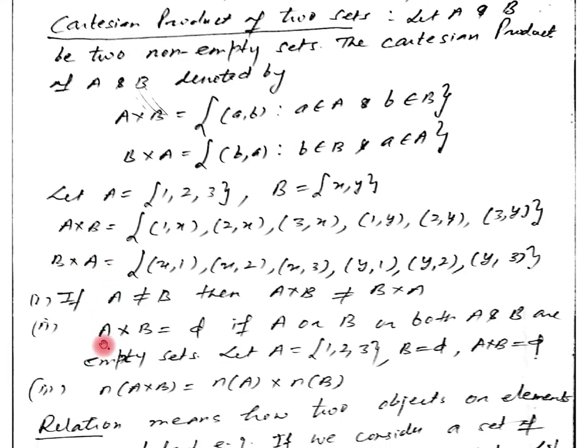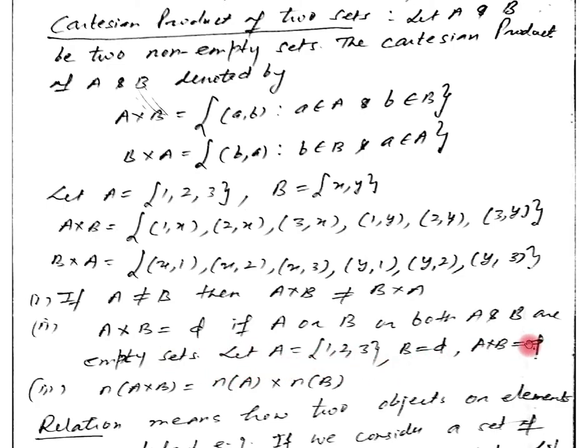Now the second point: if A cross B equals phi, then either A or B or both A and B are the empty set, because phi is the sign for the empty set. Let A be the set {1, 2, 3} and B be phi. Then A cross B must equal phi, because there is no element in B, so there is no possibility of making an ordered pair.